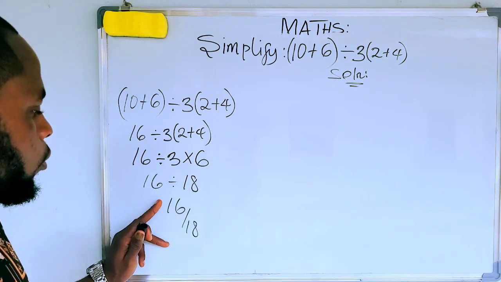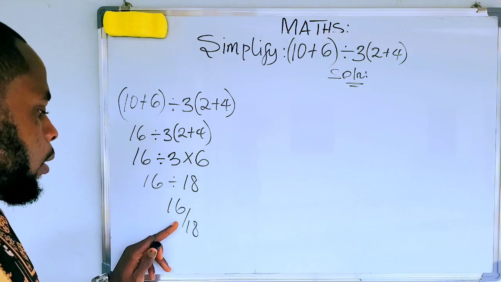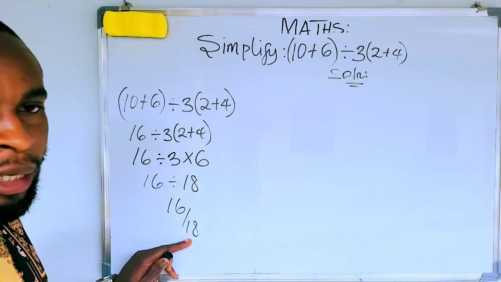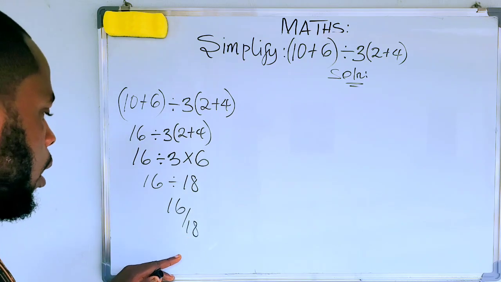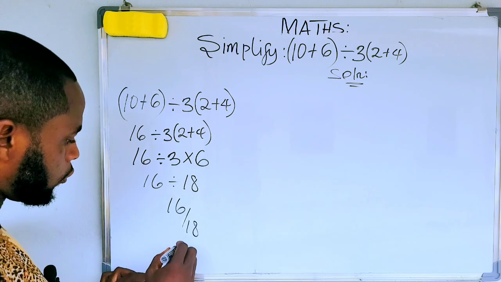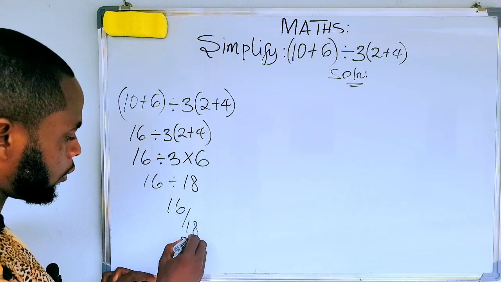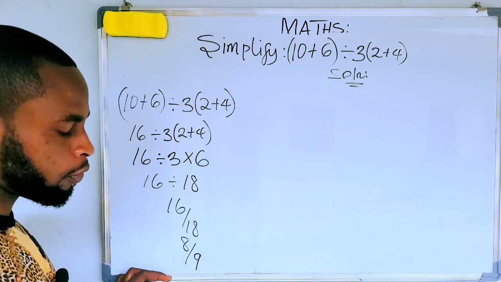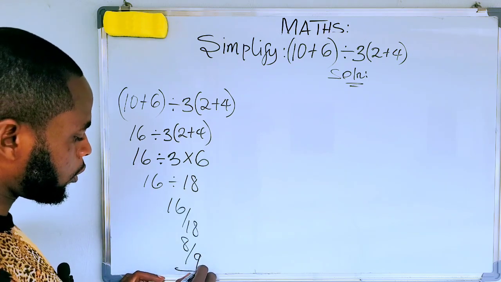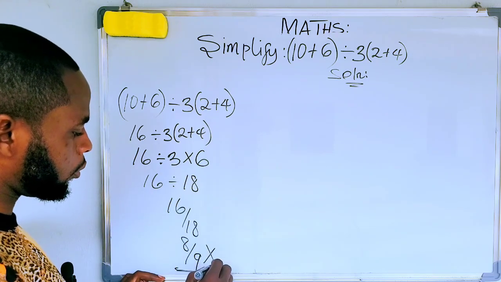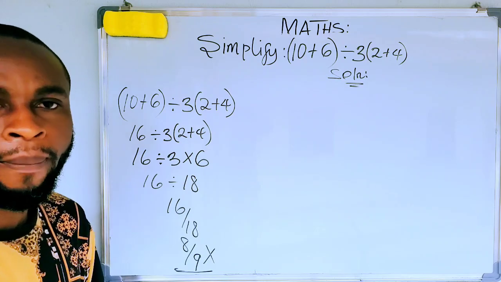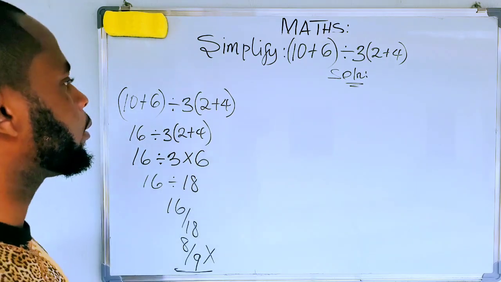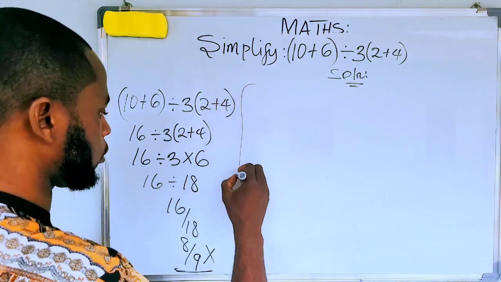Here, we are going to divide both the numerator and the denominator by 2. And we are going to have 16 divided by 2, that gives us 8, and 18 divided by 2, that gives us 9. But this answer is wrong. This is a wrong approach. Then again, still the same expression.